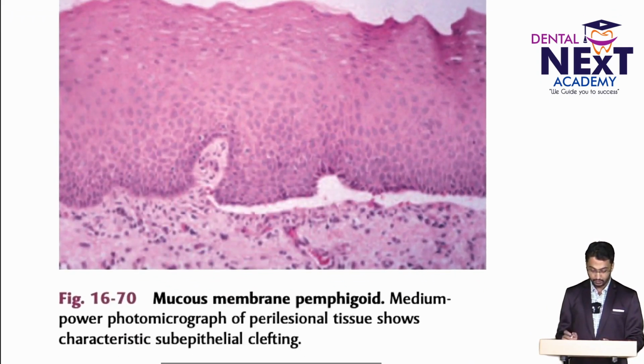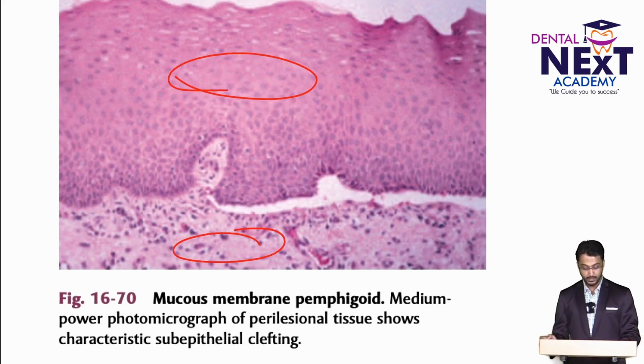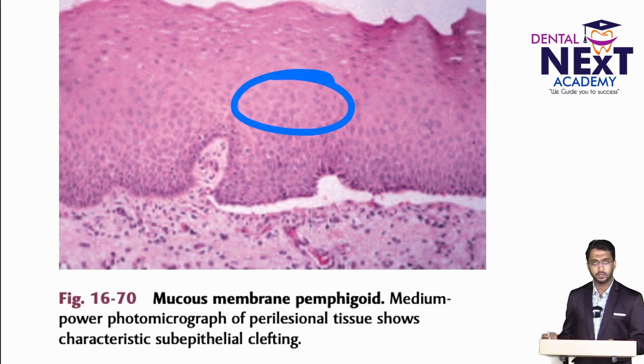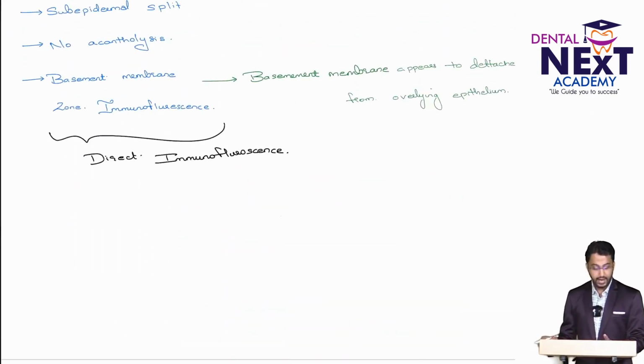Now here, this is the epithelium, this is the connective tissue, and in between you see this split. In pemphigus vulgaris, the split was supraepithelial, or I would say suprabasal. So that's the direct immunofluorescence.